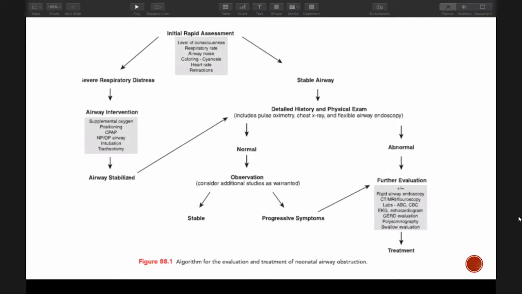Once our patient is stabilized, then we will go for detailed history and physical exam. We will look for any abnormality. If we find any abnormality, then we will go further with investigation, which includes endoscopies, findings. We will see what's our definitive management.